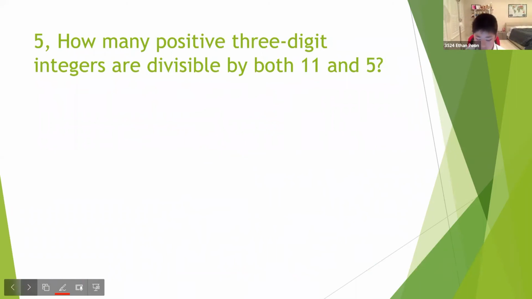So number five, how many positive three-digit integers are divisible by both 11 and 5? So I'm going to give you guys some time to solve this problem.